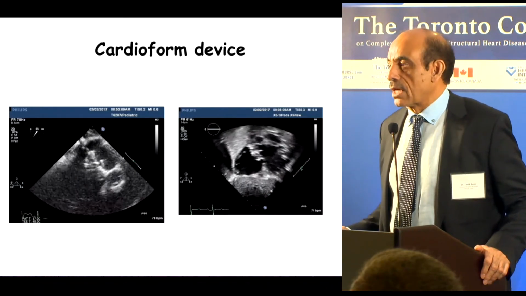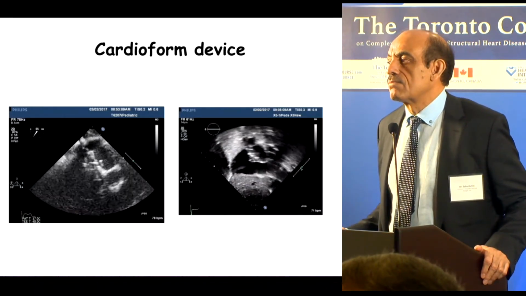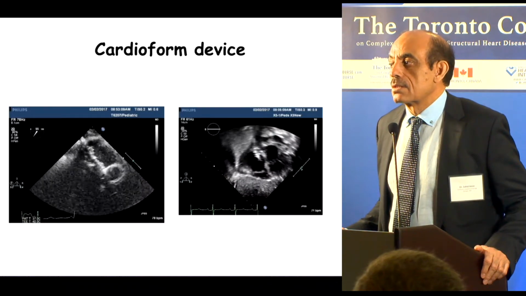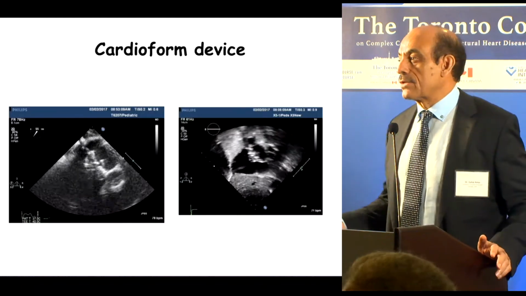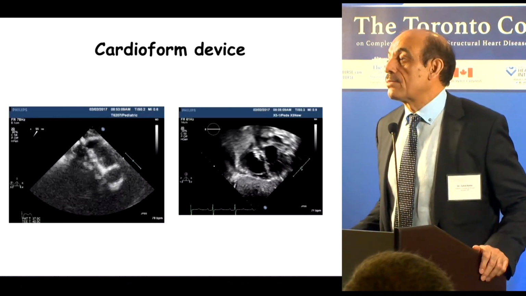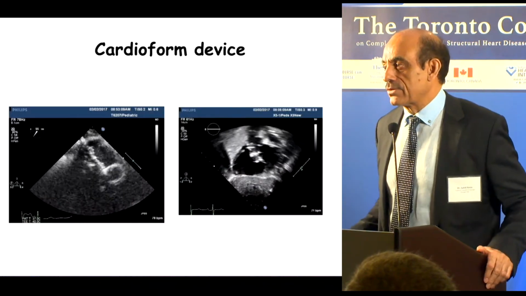So the defect was 16 millimeters by 2D? By 2D, yeah. What was the sizing? Because you can't put in the Cardioform without the sizing. You can, but by protocol you need to size. Not necessarily. So the balloon sizing was about 15, 16 millimeters.